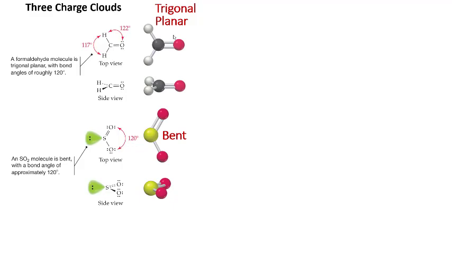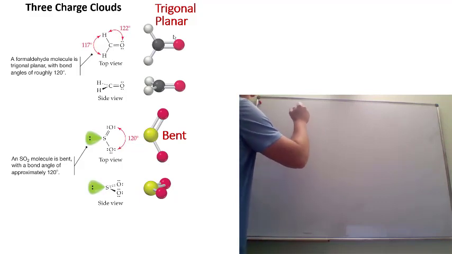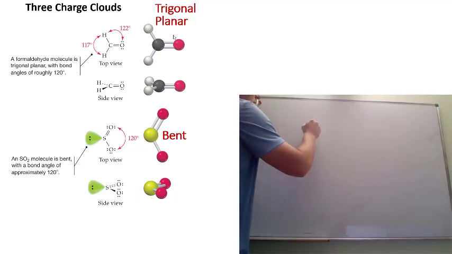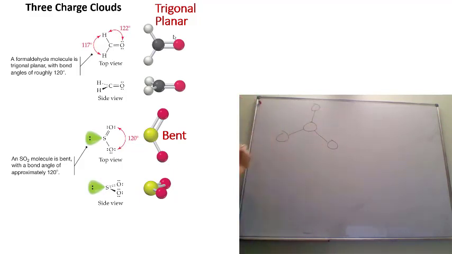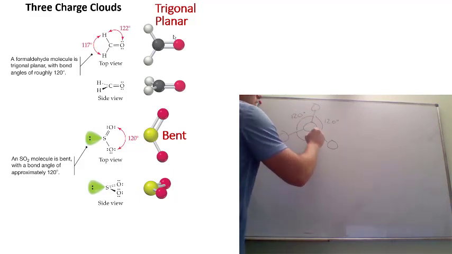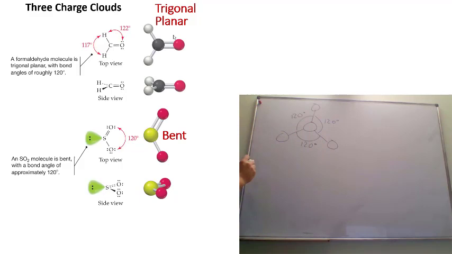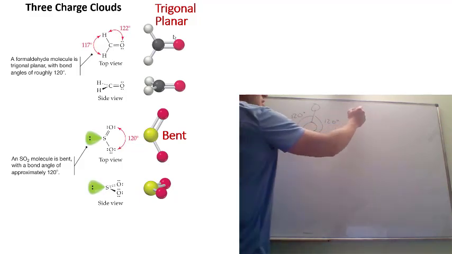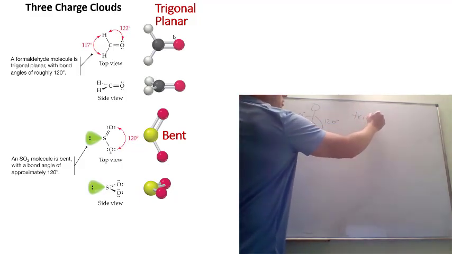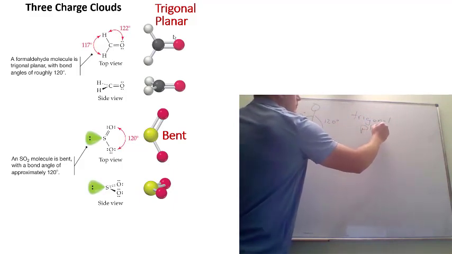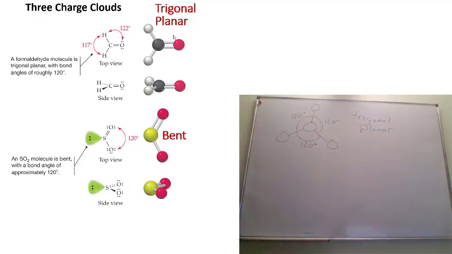Okay, so if we go up and take a look at our drawing here, for our three charged clouds, we have a central atom, and then we have three atoms extending off from there. And so all three of these atoms are in a plane, and they all have 120 degrees between each set of three atoms. Okay, and so this shape is called trigonal planar. So that is the trigonal planar parent geometry.